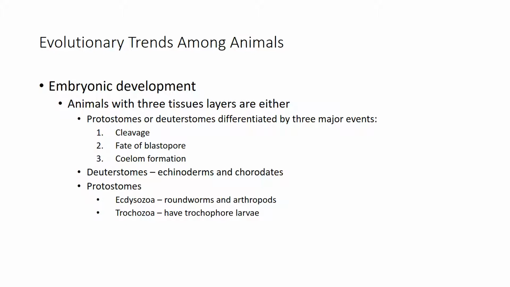Now, embryonic development: animals with three tissue layers are either going to be protostomes or deuterostomes, however you want to say it. Protostomes and deuterostomes differentiate by how they divide, or their cleavage, how their blastopore ends up, and also how their coelom forms. And just for you to know, the deuterostomes, the echinoderms and the chordates, remember, are all your vertebrates.